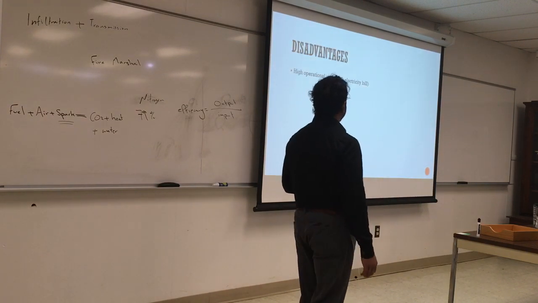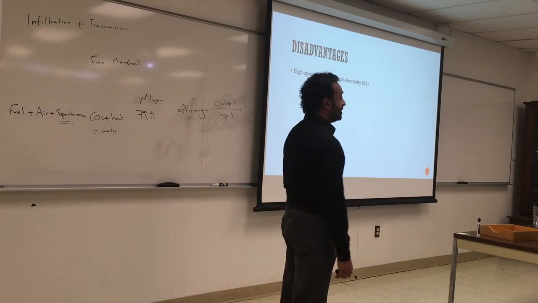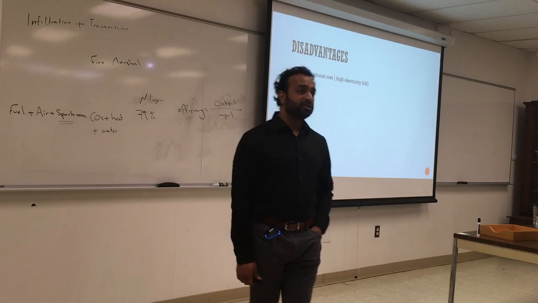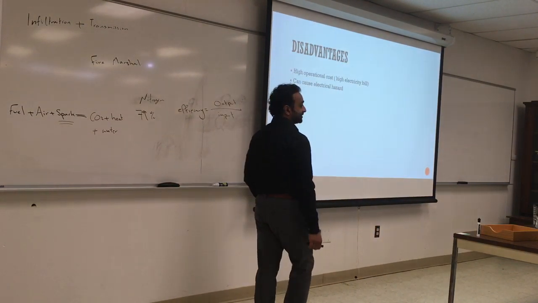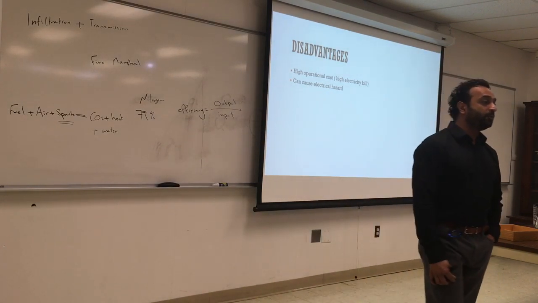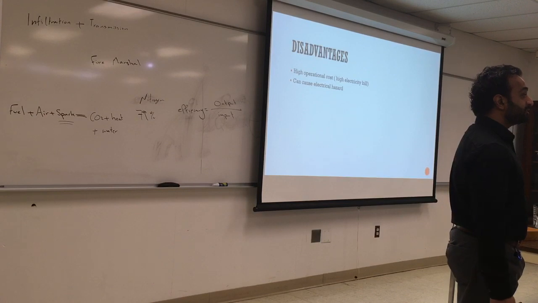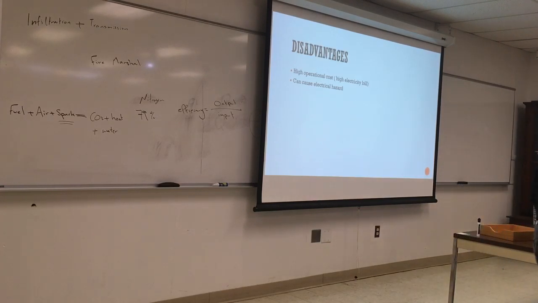Disadvantages: high operation cost. That's the biggest disadvantage of an electrical heater. It's going to run your electricity bill very high. It can cause an electrical hazard. If you look at those space heaters, they are equipped with a lot of safety features. If it tips over, it's going to turn off. If it exceeds the heat, it should turn off. And if you touch the cord, it's probably very, very hot. And they tell you do not use extension cords with space heaters, plug them directly into the wall.